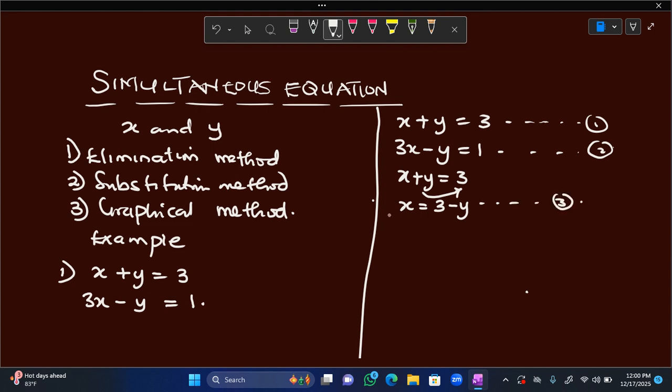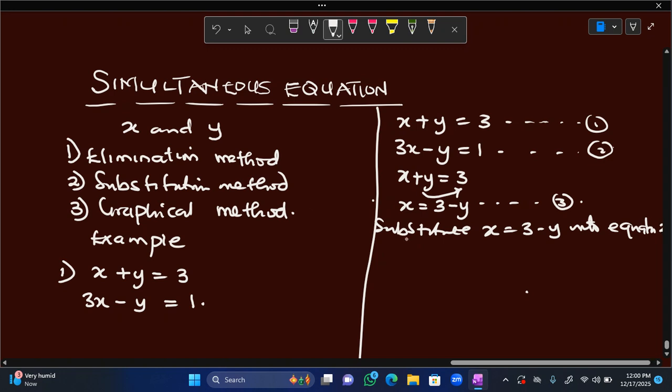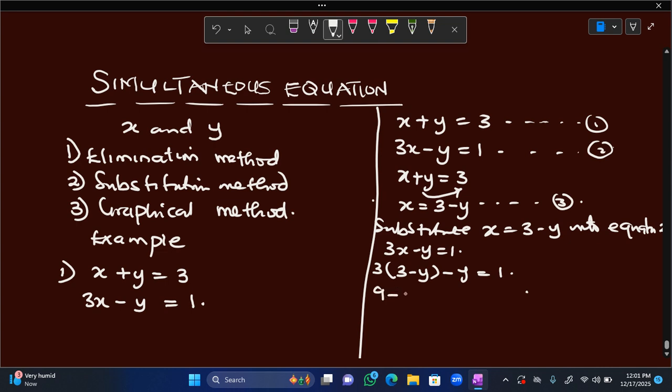Therefore, I call this equation 3. Now, I can see that x is standing on its own. Therefore, how do I solve this? I'm going to substitute the value of x into equation 2. So, substitute x equals 3 minus y into equation 2. What I have here is 3x minus y is equal to 1. Therefore, 3, and the value of x is 3 minus y. I'm going to open a bracket: 3(3 minus y) minus y is equal to 1. Therefore, this will multiply this to give us 9, and this will multiply this to give us 3y minus y is equal to 1.